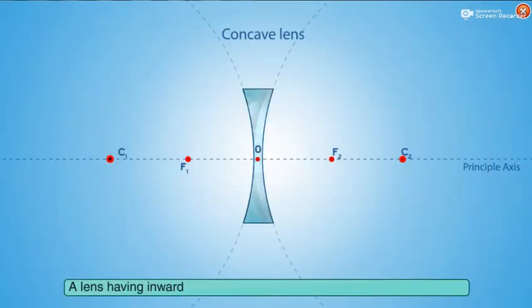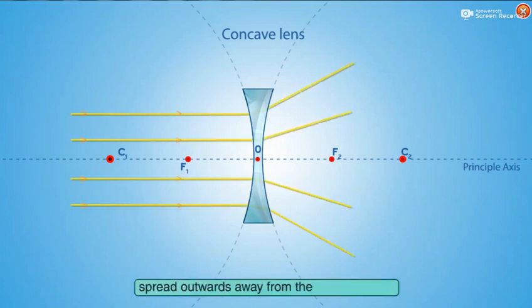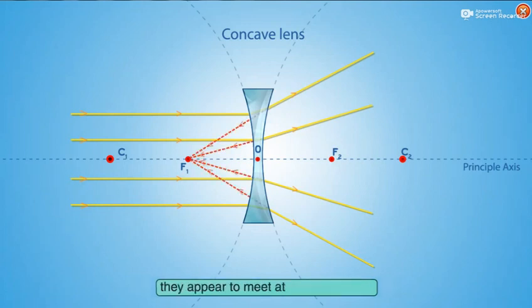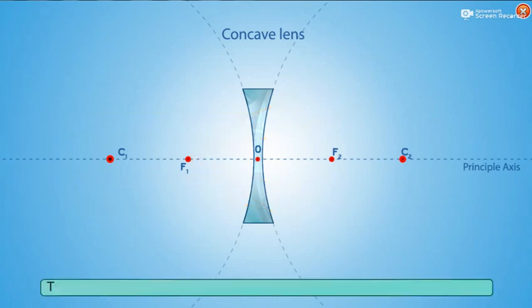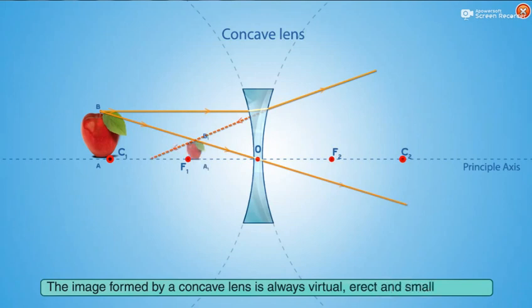A lens having inward curvatures on both sides is called a concave lens. The parallel rays of light directed towards the lens spread outwards away from the principal axis. If the diverged rays are extended backwards, they appear to meet at the focal point on the same side of the object. The image formed by a concave lens is always virtual, erect, and smaller in size.